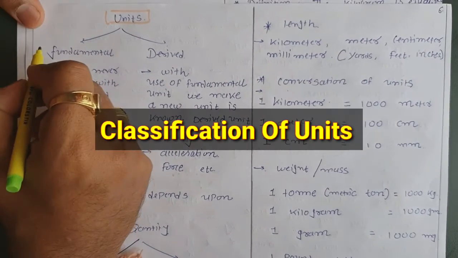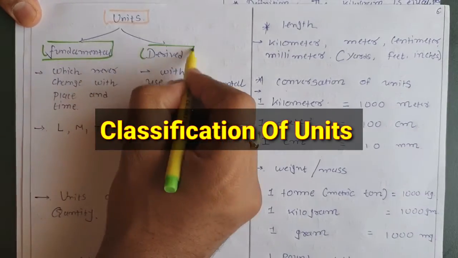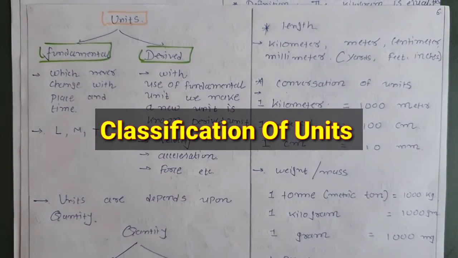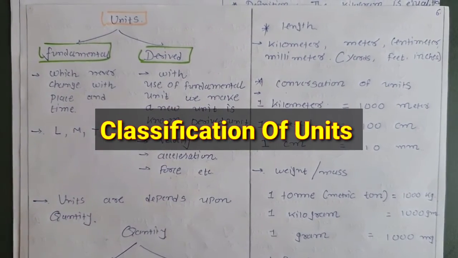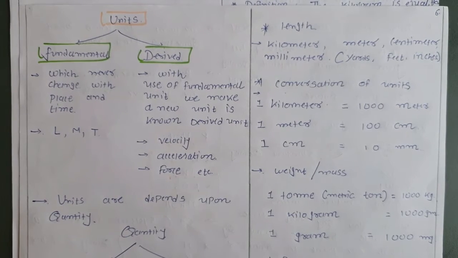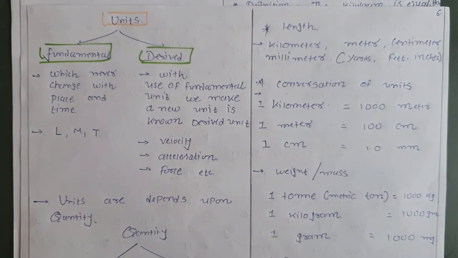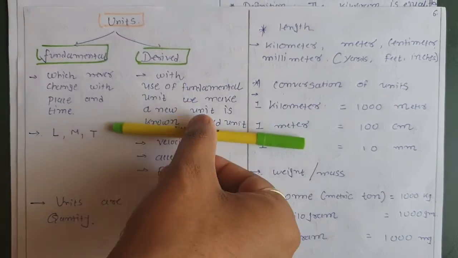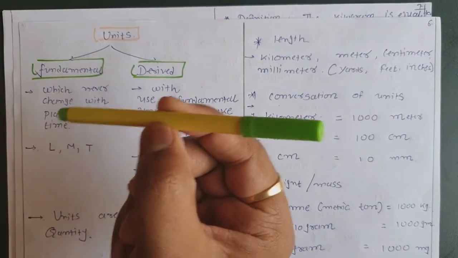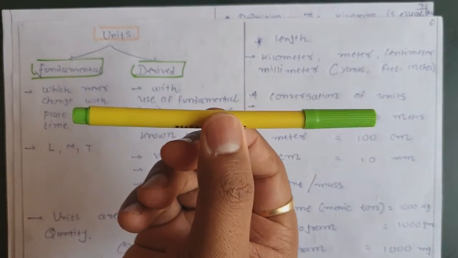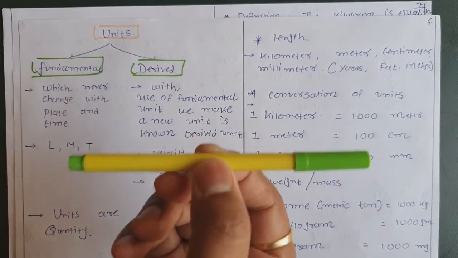So what is a fundamental unit and what is a derived unit? Okay, a fundamental unit is one which never changes with respect to place and time. Let me give one example. This is a pen, a sketch pen. The mass of this pen is something around 20 grams or so.